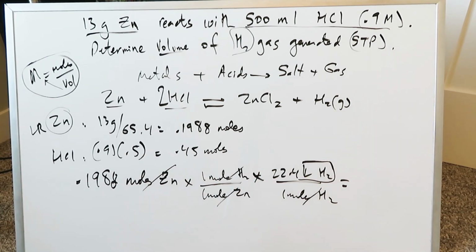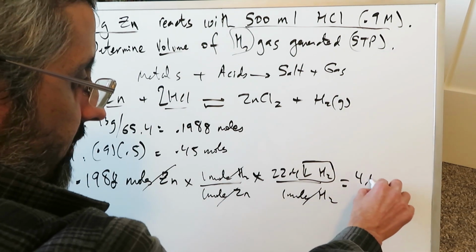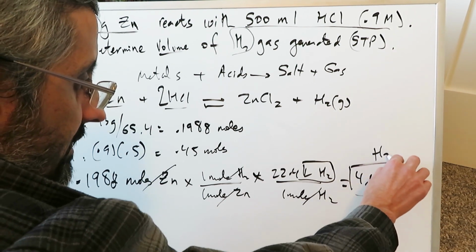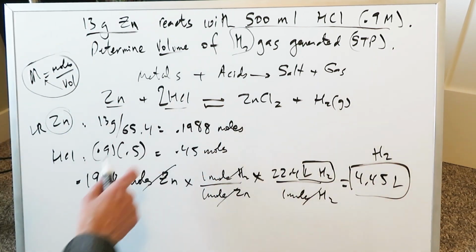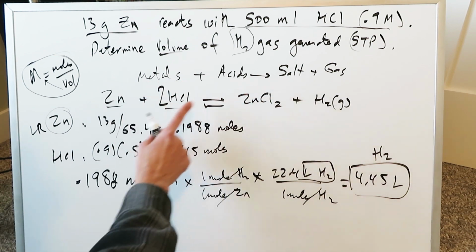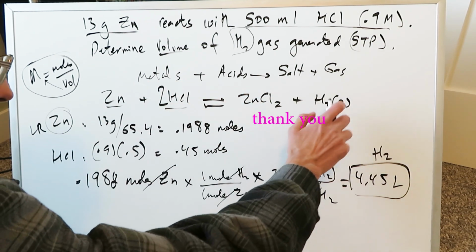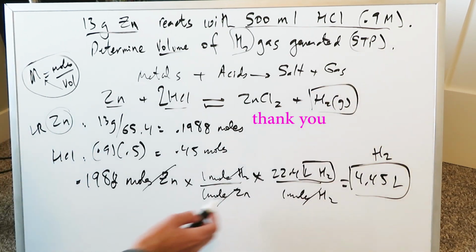0.1988 times 22.4, you get here 4.45 liters, and that will be our answer. 4.45 liters of hydrogen gas are generated from this reaction. Remember, metal plus acid gives you salt and gas. Here's your metal, here's your acid, here's your salt, here's your gas. We were interested in the volume of this and we have it.